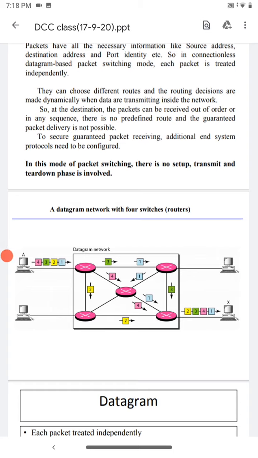So in packet switching, there are no setup, transmit and tear down phases involved. The setup phase, data transfer phase and disconnect phase are available only in the circuit switched network.